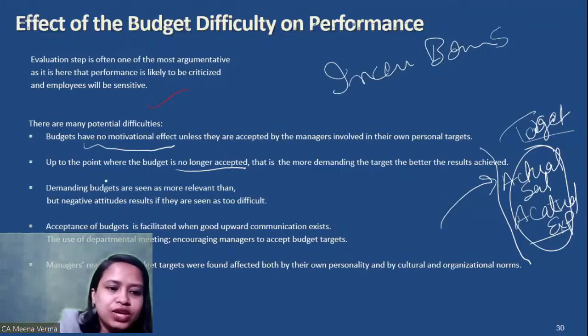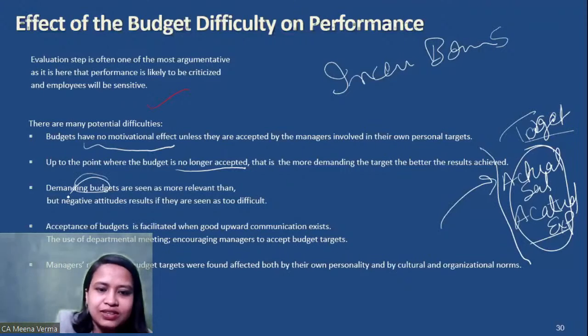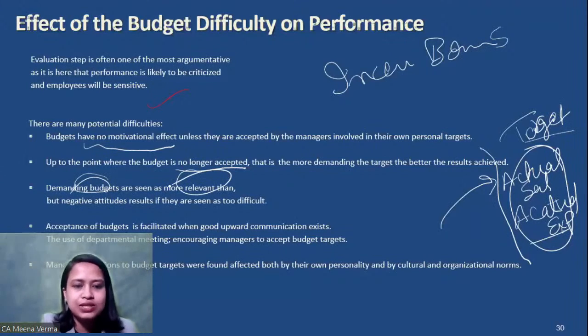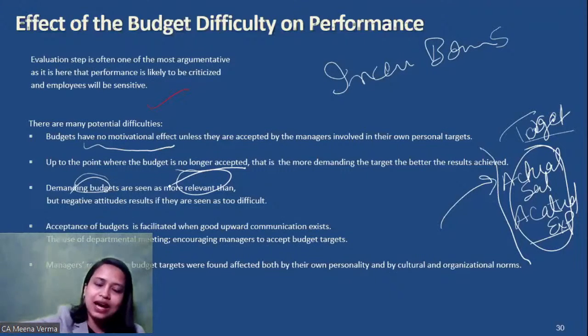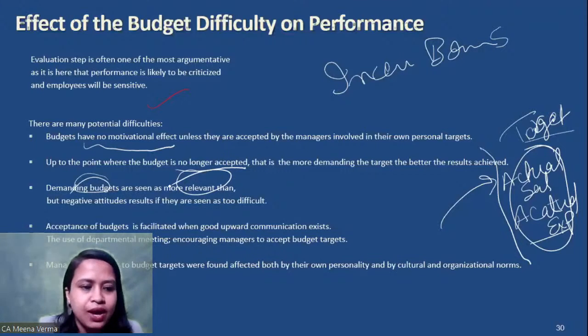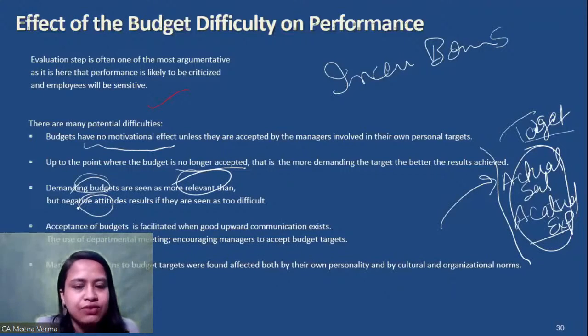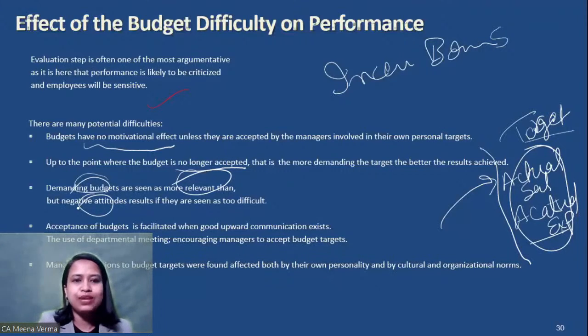And if you keep the demanding budget, having the highest target, that will be more relevant for us. If you keep the target actual sale high and target actual expenditure lowest, that is a good budget. But negative attitude is related to that. Managers will not agree with that, so the negative attitude of the manager will be linked to that. It's a difficult situation for us while setting the budget.